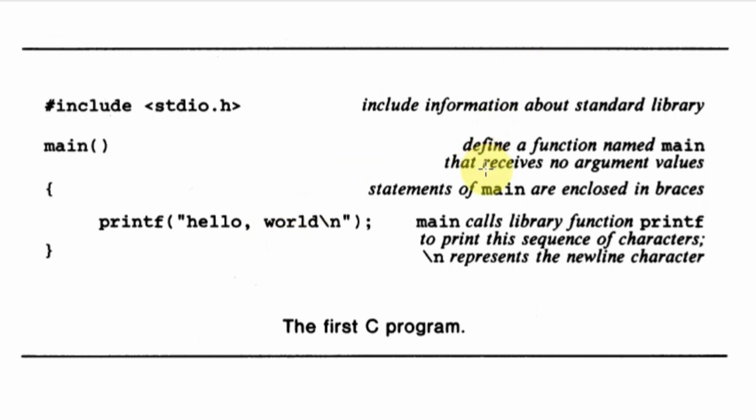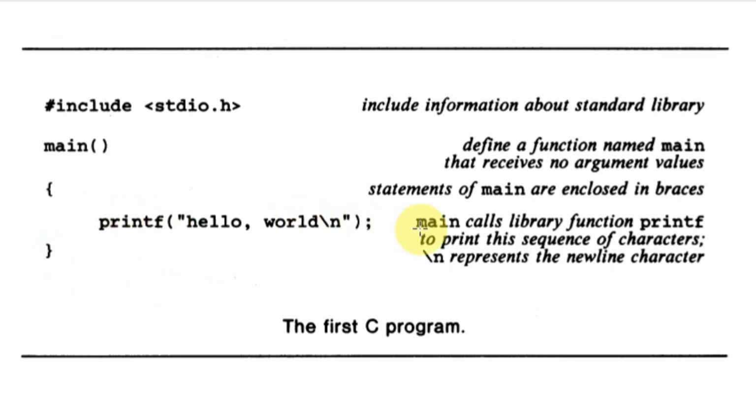And then this note here says define a function named main that receives no argument values. That's what this line here does, main with two brackets with nothing in between the brackets. It defines a function named main that receives no argument values because there are no arguments specified in between these parentheses. And then this left curly brace has a note here that says statements of main are enclosed in braces. And here our statement is enclosed with an open curly brace here and a closing curly brace right there.